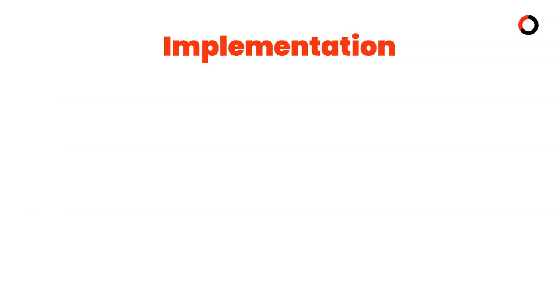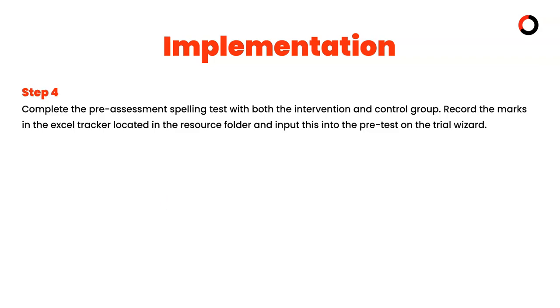Implementation stage. Step 4. Complete the pre-assessment spelling test with both the intervention and control group. Record the marks in the Excel tracker that's located in the resource folder and input this into the pre-test on the trial wizard.